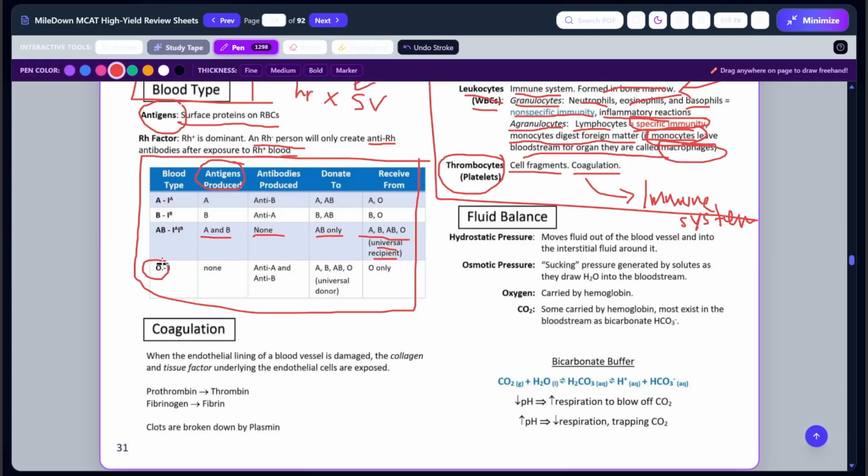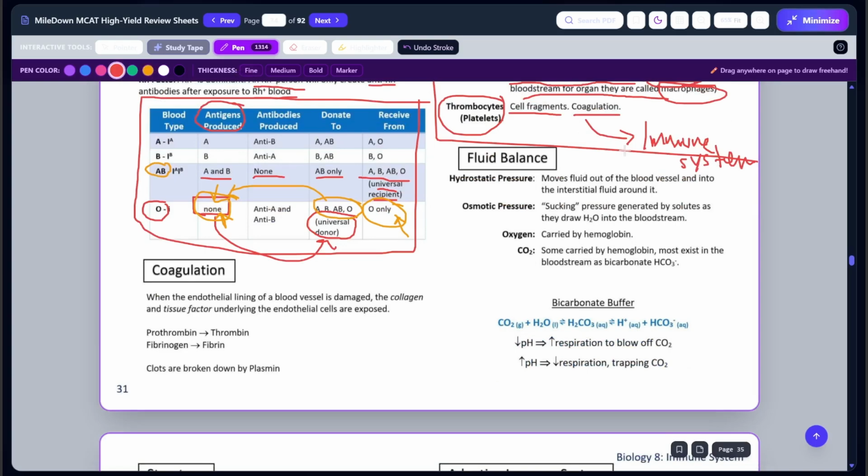Notice I said O basically doesn't produce any antigens. That means they're going to be a universal donor because they have no proteins that are going to alarm other people's immune system. Other people's immune systems can't react to nothing because they have none. They don't have proteins that seem harmful on the surface of their red blood cells. So all the blood types will react normally because there's no surface protein that would seem harmful. O can receive from only O.